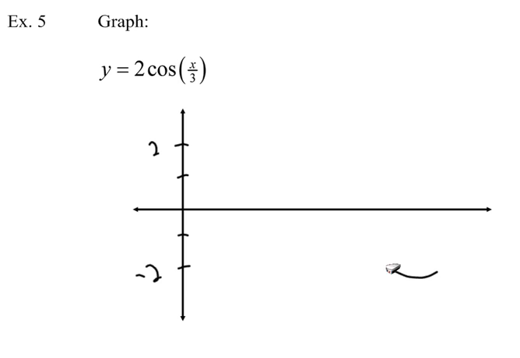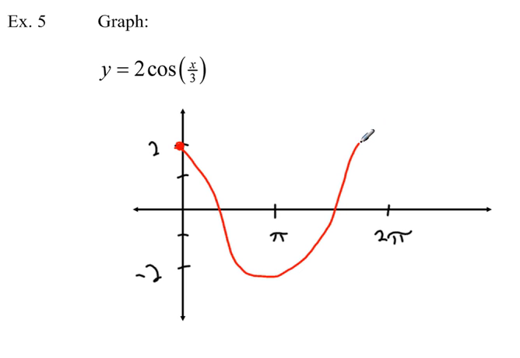Now my usual cosine curve will repeat every 2 pi units. So here's pi, here's 2 pi. So our usual cosine curve starts up here, comes down and through, up, and at 2 pi it starts to repeat again. There's my usual cosine curve. This curve is going to have a different period though.